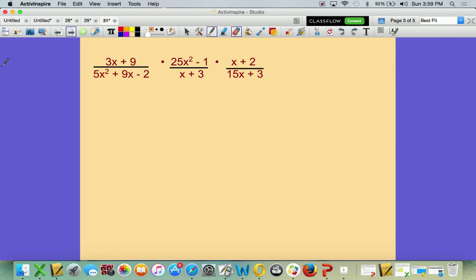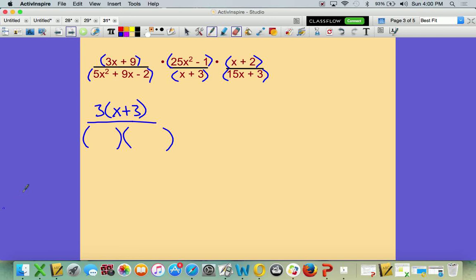Okay, same thing. Alright, we are multiplying 3 of them now. No big deal. Our first step, put parentheses around everything. Alright, and then we need to see if we can factor things out. 3x plus 9, well we can take a 3 out of that. So x plus 3. Our bottom, that looks like a mess. Hopefully we can factor it.